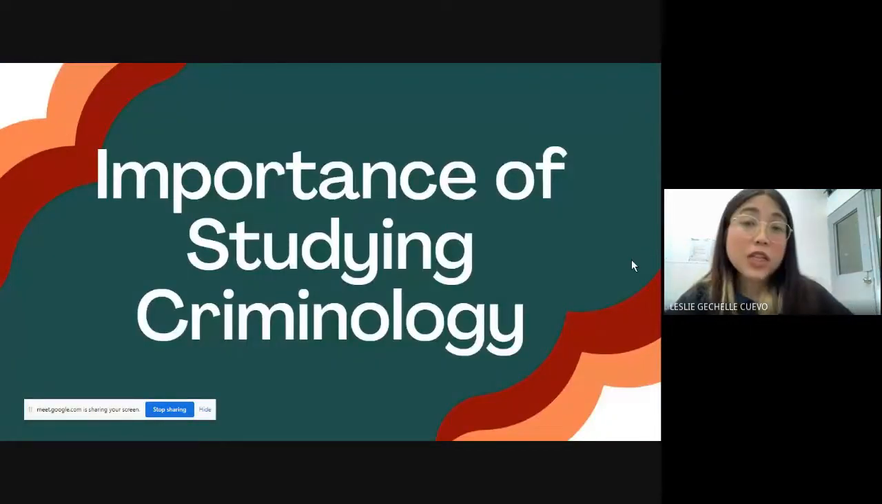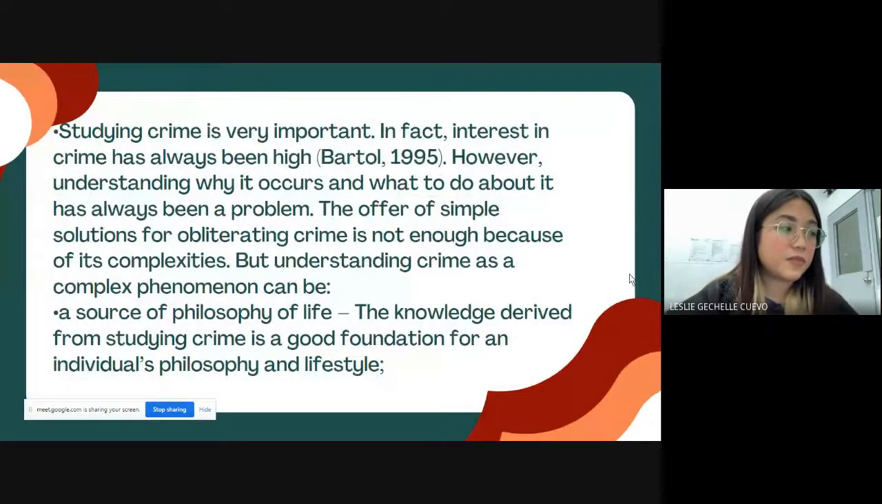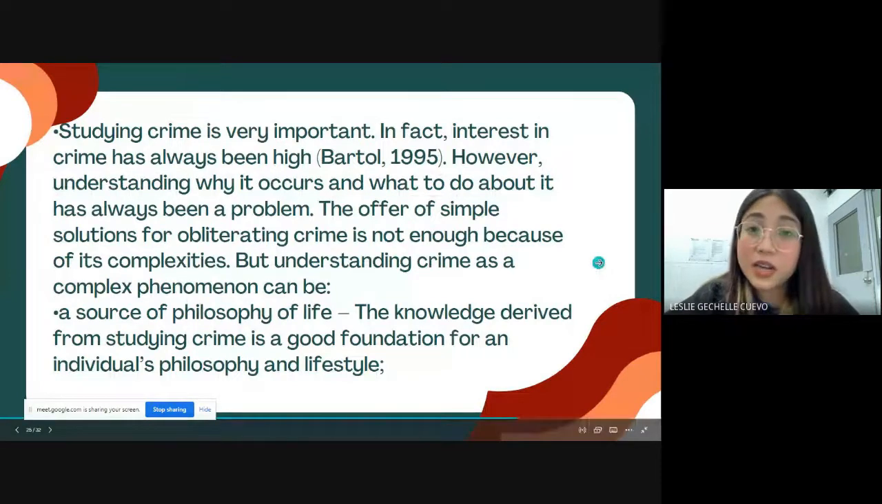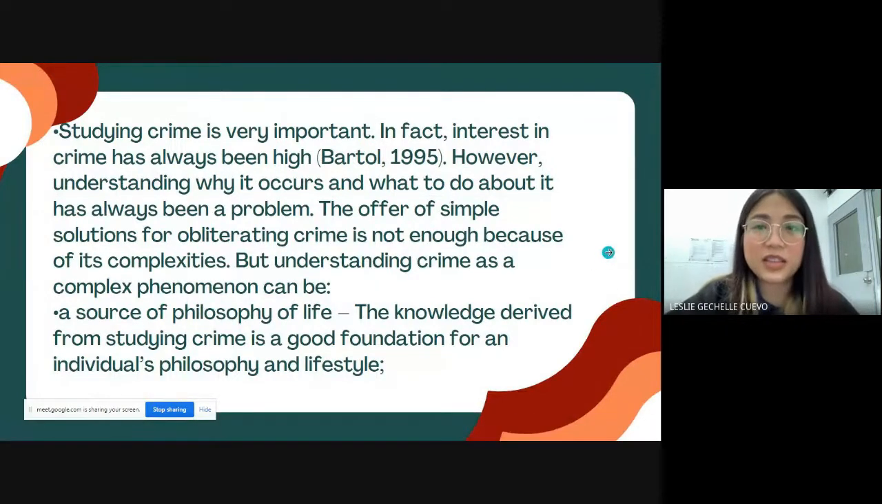Okay, importance of studying criminology. Studying crime is very important. In fact, interest in crime has always been high. However, understanding why it occurs and what to do about it has always been a problem. Hanggang ngayon, problema pa rin yan. Kung ano bang gagawin pagka may gumawa ng krimen or ano bang gagawin para ma-prevent ang crime. The offer of simple solutions for obliterating crime is not enough because of its complexities.